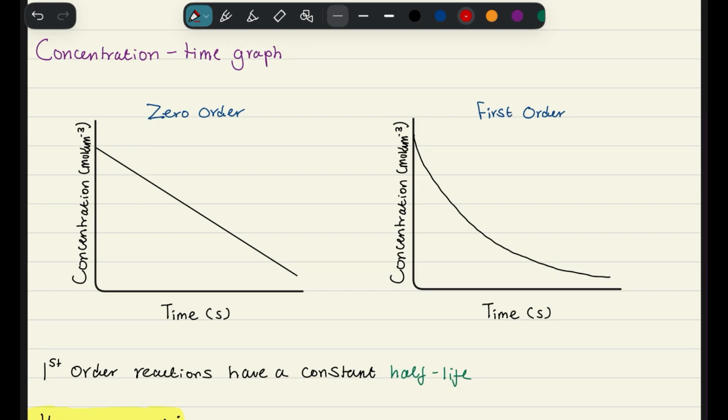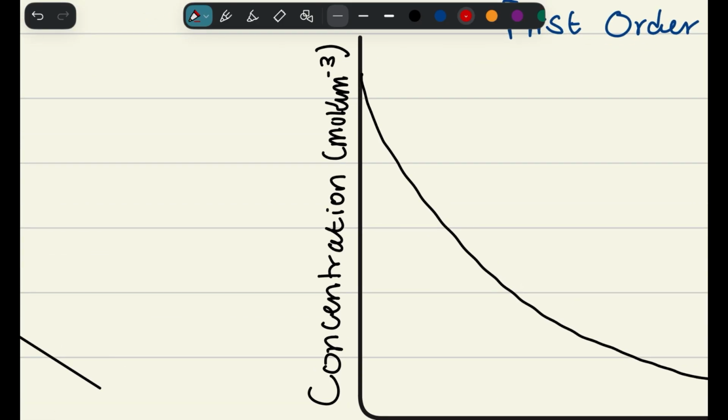Now, first order is a bit different. You have a graph, you have a curve that starts to plateau, right? And we need to talk about something special about that curve. It's that it has a constant half-life. What do I mean? So if we just annotate the diagram, say, for example, that this is where we were half of what we had from the start. So that's going from the start.